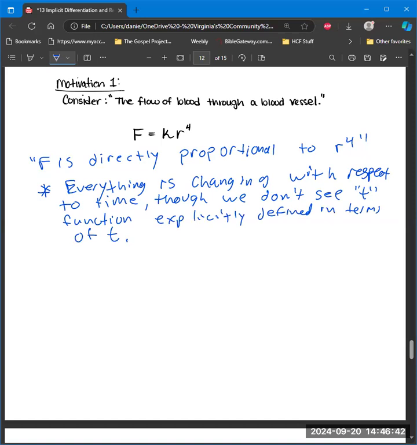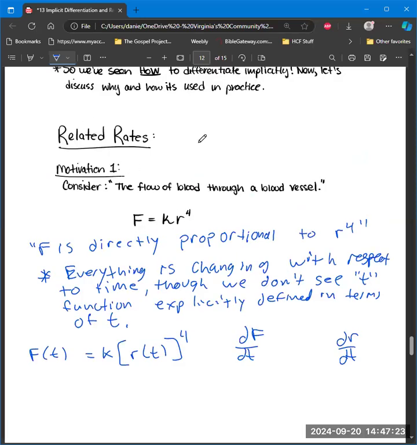Okay, so we have really, we have f of t, the blood flow is a function of time, and we have r of t. So really what we have is f of t is equal to k times r of t raised to the fourth power. So that lets us differentiate with respect to t and find df dt and dr dt. And then our question is, are they related in some way to each other? These are called rates of change. And are these rates of change related? If so, they are what we call related rates.